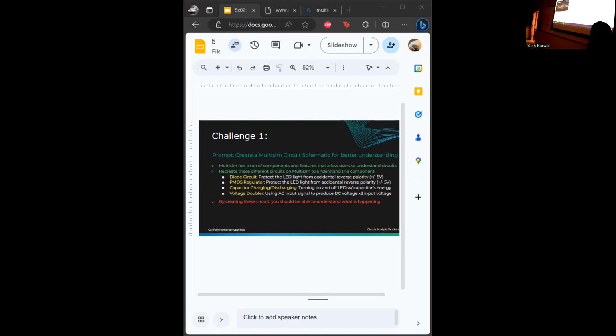So basically, you have an AC voltage that's 5 volts. If I can draw this, this would be the way.